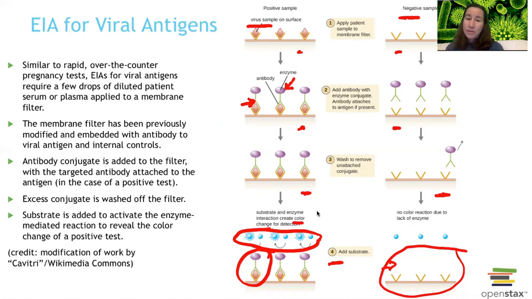So we're going to talk more about enzyme immunoassays in future chapters, but this is just kind of a primer on how you can use those to see if you've got a virus. If you got the virus, the antibody and the enzyme attaches, and then you hopefully have a color change. If you don't have the virus, there's nothing for the antibody to attach onto, and you're not going to see anything.